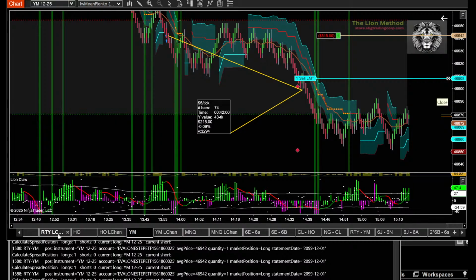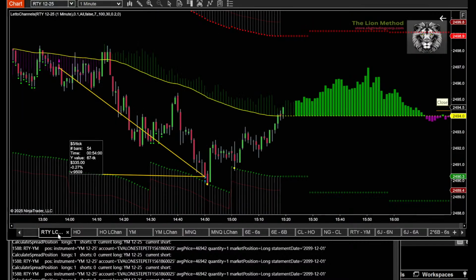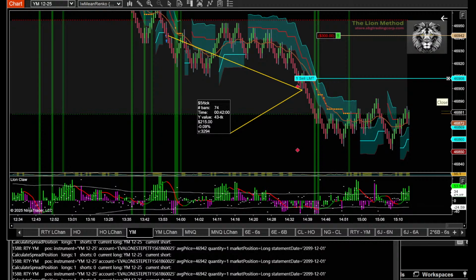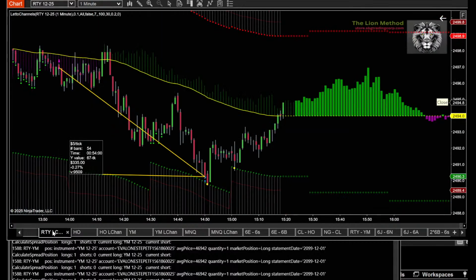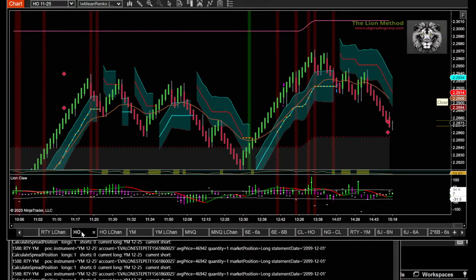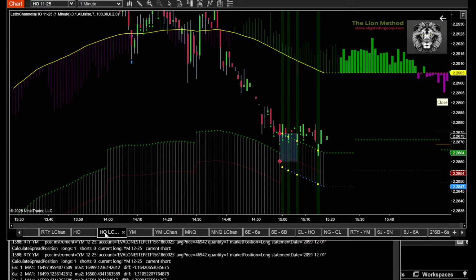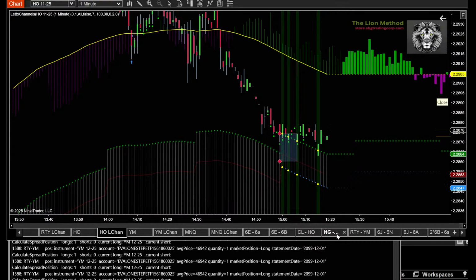Certainly a sideways market. Russell's happy. Yep, could have gone long there. Russell 2000 got some buyers into Russell. Where's the NASDAQ? NASDAQ is buying, going long here. I had a good short there. I think I mentioned that. Don't need to mention it again. Yeah, Russell's looking positive. Heating oil slowed down. Where is our YM?